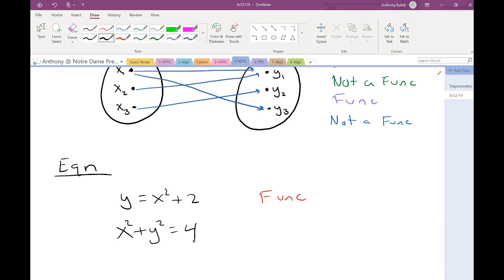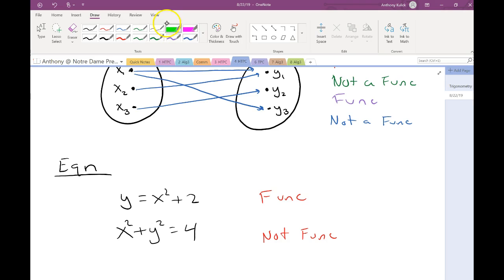No. Why not? Because it's the graph of a circle, which fails a vertical line test. So, that's good. Hopefully you remembered-ish from geometry or a previous math course. The equation for a circle is of the form x squared plus y squared equals r squared. And clearly a circle is going to fail a vertical line test.